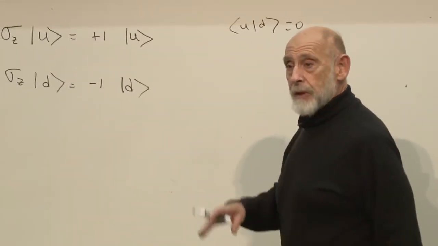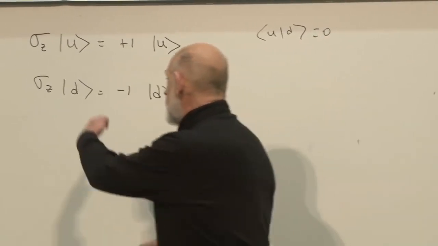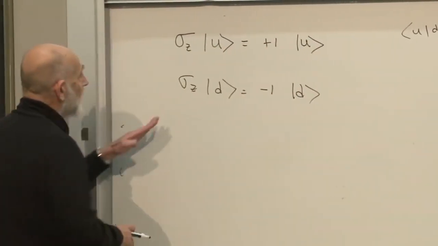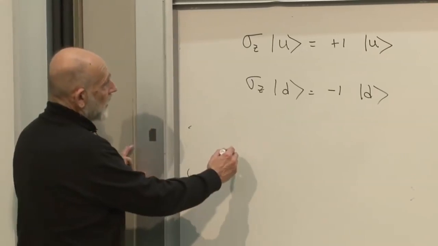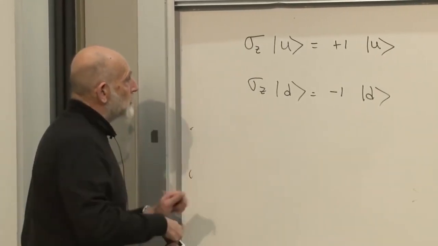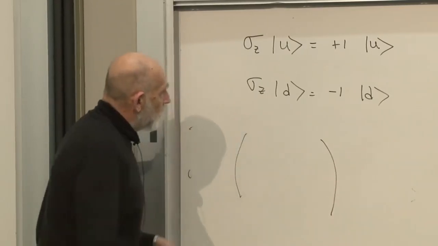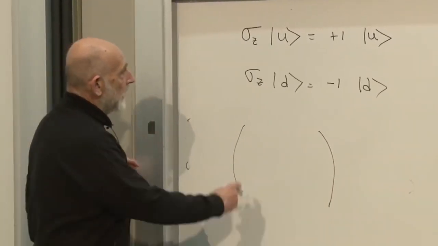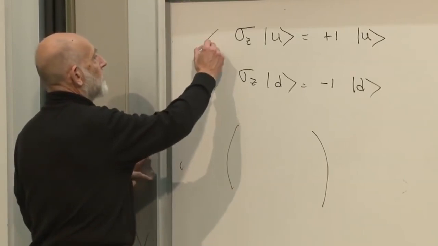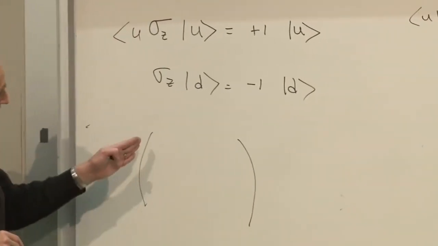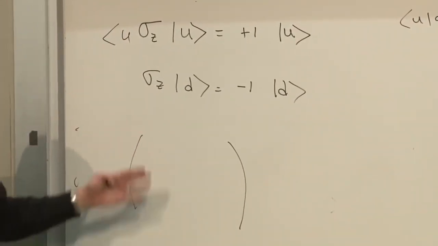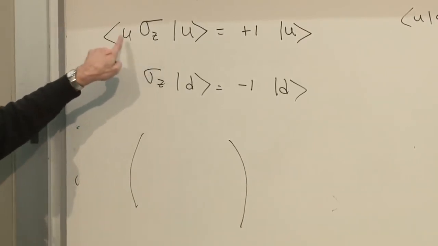Let's see if we can compute the matrix elements. The matrix elements are just the array that we get when we consider the four possibilities. They're going to be 2 by 2 matrices. The four possibilities are, first of all, we take the inner product of this back with up. That'll be the up-up matrix element, or the 1-1 matrix element. What is that going to be?